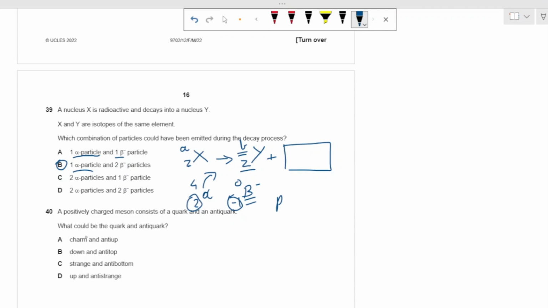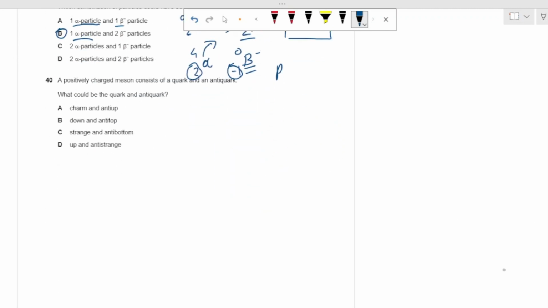Question 40. A positively charged meson consists of a quark and an antiquark. What could be the quark and the antiquark? Alright. So first of all, what you should know for this question number 40 is the charges on all of the quarks. For the up quark, we have 2 by 3. For the down quark, we have minus 1 by 3. For the charm, we have 2 by 3. And then for the strange, we have minus 1 by 3.